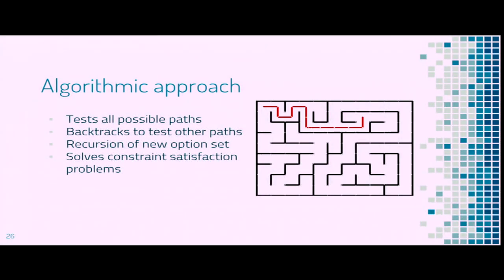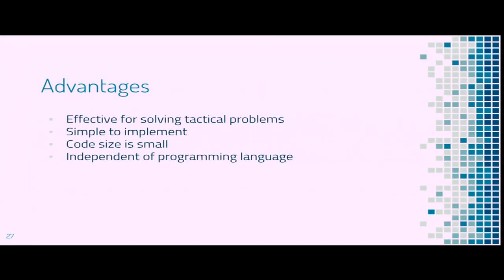Like you see, we try and test all the possible paths. If we reach a dead end, it will backtrack to the last known valid position, and then continue from there. Essentially, we are recursively trying to explore different options, working from different sets of options so that we can find the end location. If not, we will explore all the possible options, so it will stop either way. Usually it's used to solve constraint problems such as crossword puzzles or Sudoku.